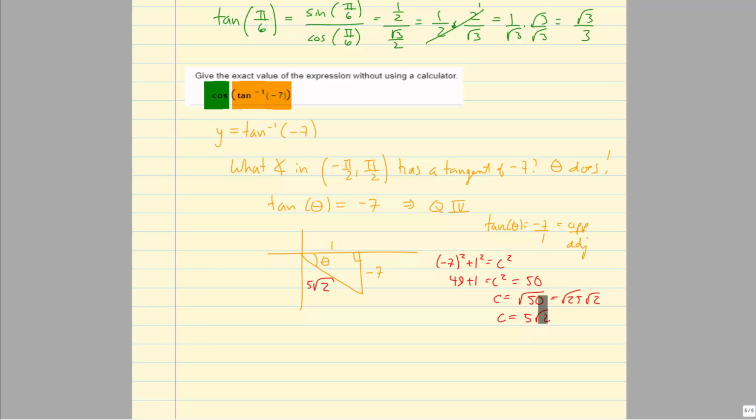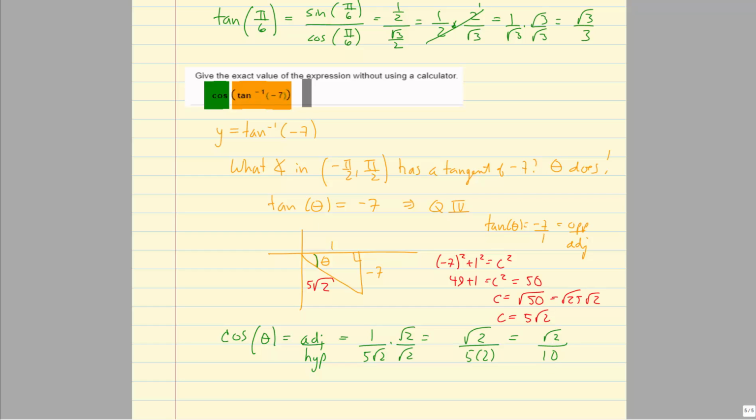Okay, so now theta is this angle, and this next step says, okay, we'll find the cosine of that value of theta. Well, cosine is adjacent over hypotenuse, so the adjacent leg to theta is 1, the hypotenuse is 5 root 2, and then of course I rationalize that denominator and end up with root 2 over 5 times 2, which is the square root of 2 over 10.